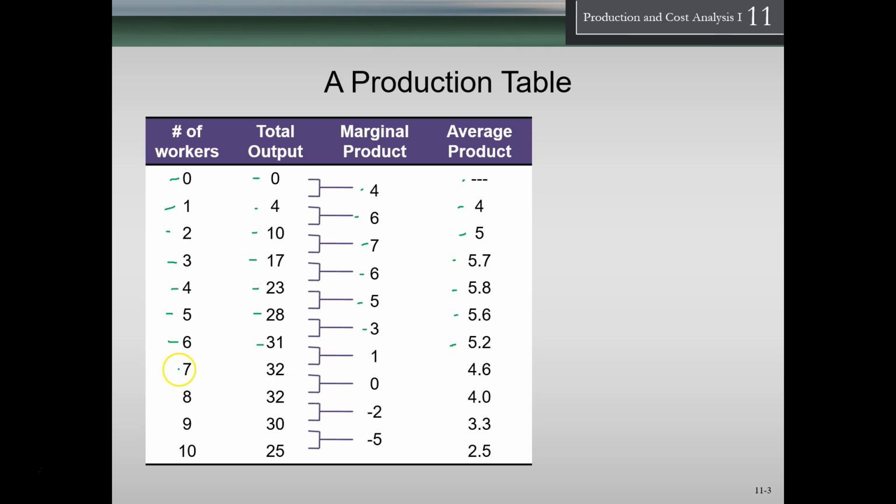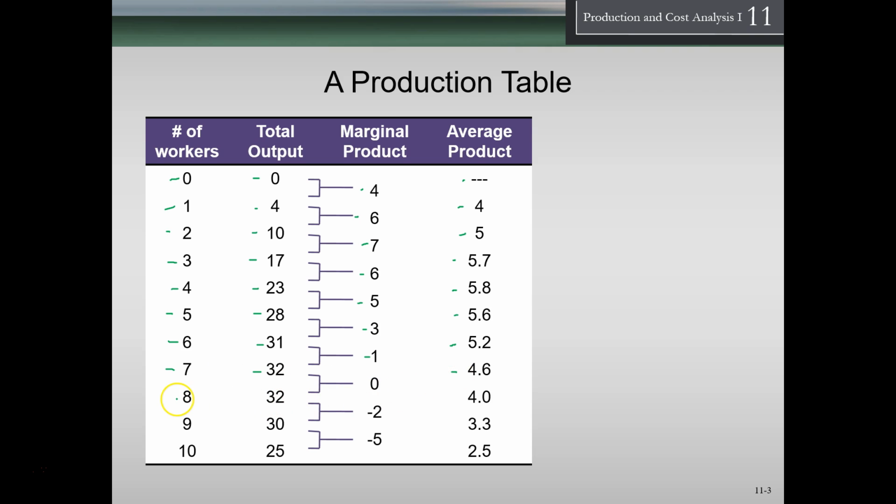And at this point, we might want to stop, but we're just going to keep going for purposes of analysis here. So we have 7, another worker brought in, and now we have 32 burgers. And if we take the 32 minus the 31, we have a marginal product. We only brought in 1 more burger by hiring that individual. And that, of course, brings the average down, 32 divided by 7, to 4.6.